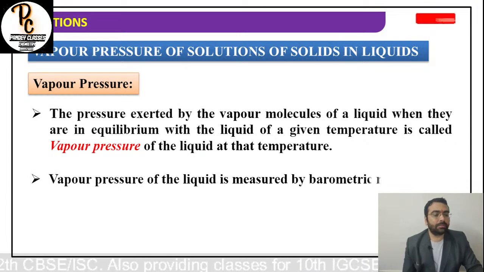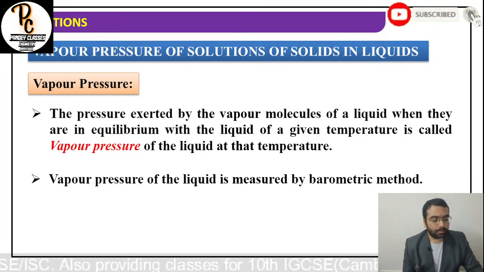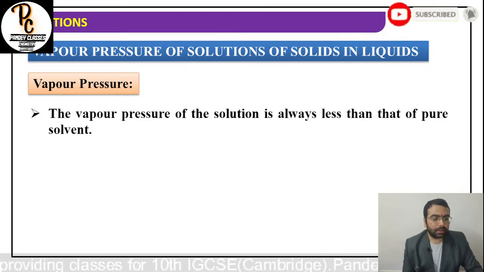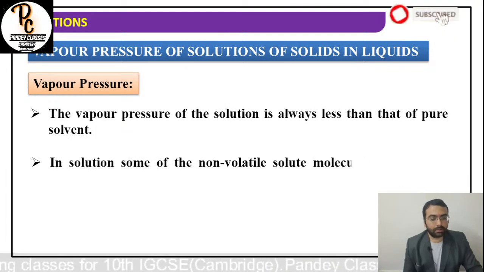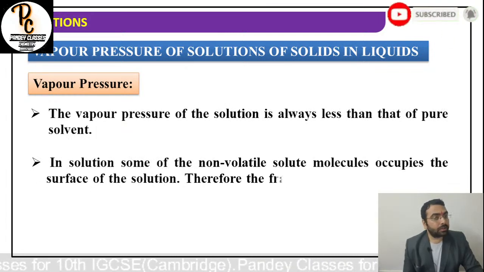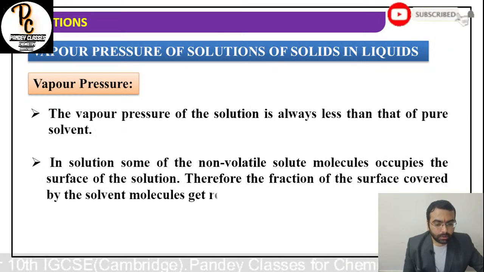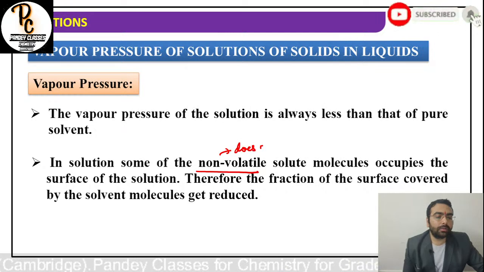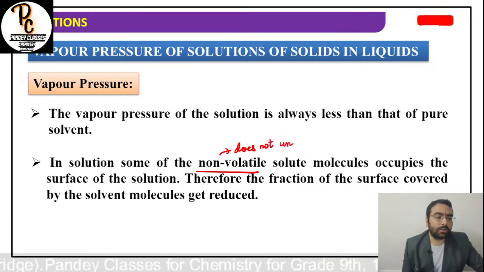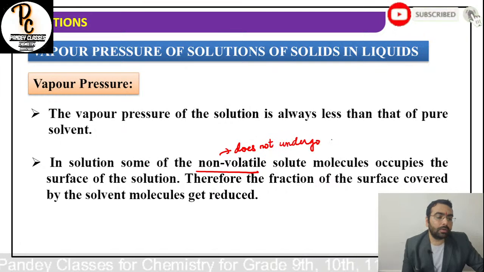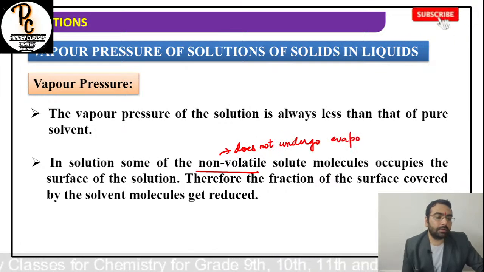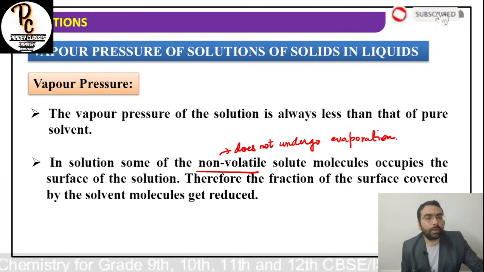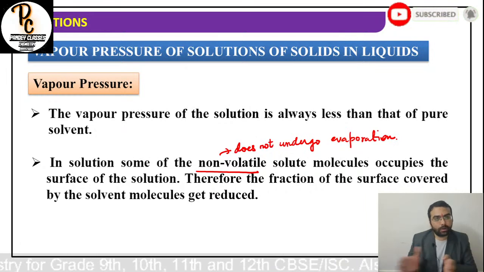Vapor pressure of the liquid is measured by the barometric method, or barometer. The vapor pressure of the solution is always less than that of the pure solvent. Remember this. In a solution, some non-volatile solutes are there. Non-volatile solute means which does not undergo evaporation, like salt. So in case of salt, what happens? We collect water from the sea.